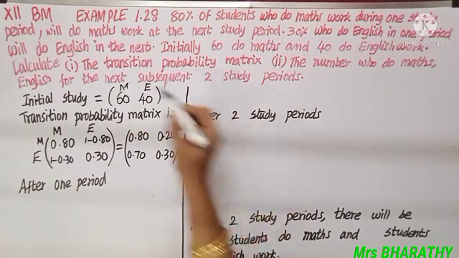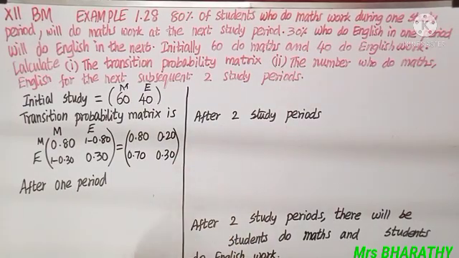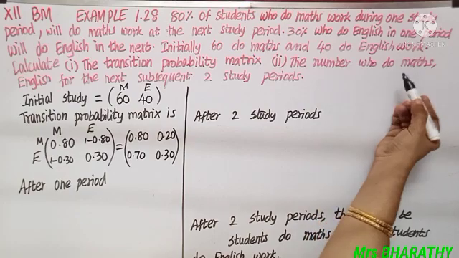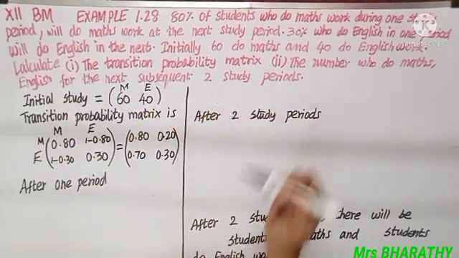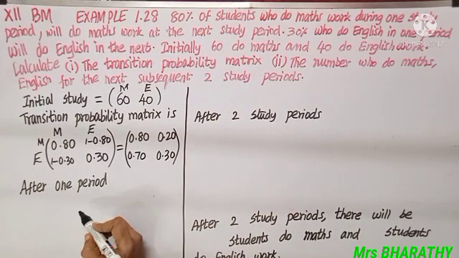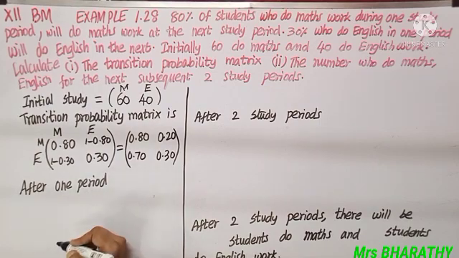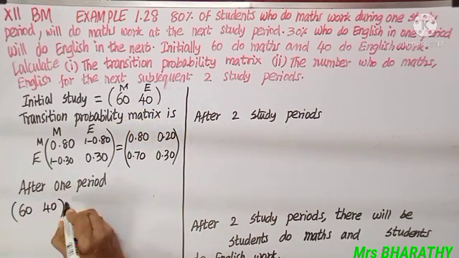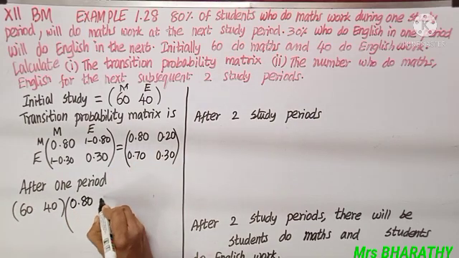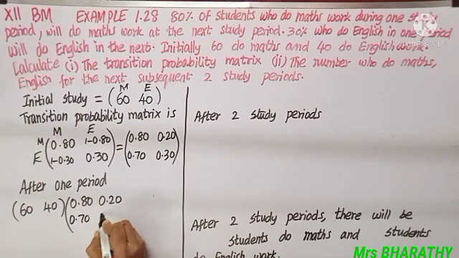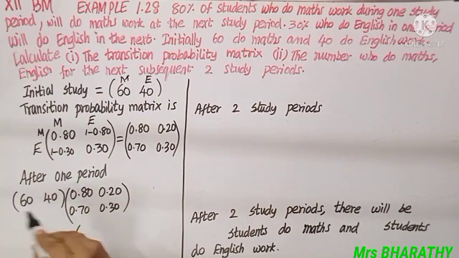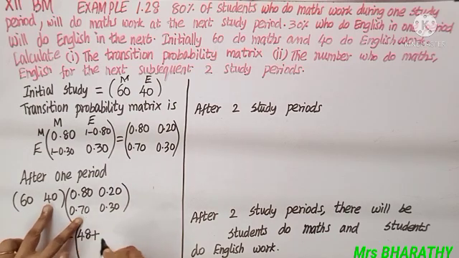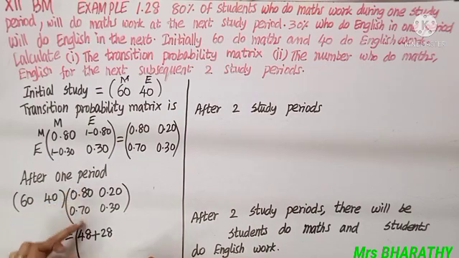Now the question is the transition probability matrix which we have done here. Second part, the number who do Maths and English for the next 2 subsequent study periods. Let us go one period by one period. So after one period, how am I to get the share? The initial study we will multiply with the transition probability matrix, that is 0.80, 0.20, 0.70, 0.30. Row by column. 60 into 0.8, 48, plus 40 into 0.70, 28. First row by first column is done.